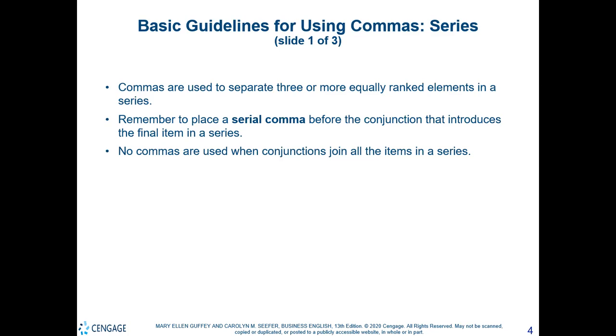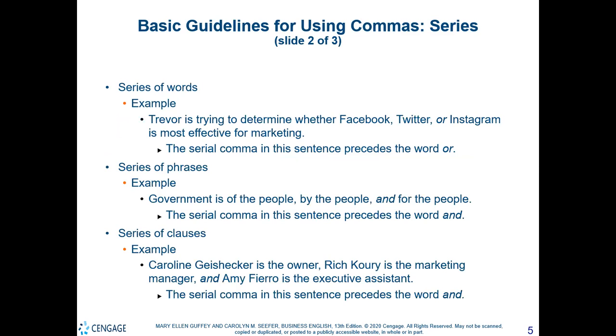No commas are used when conjunctions join all the items in a series. Series of words. Example: Trevor is trying to determine whether Facebook, Twitter, or Instagram is most effective for marketing. The serial comma in the sentence precedes the word or.